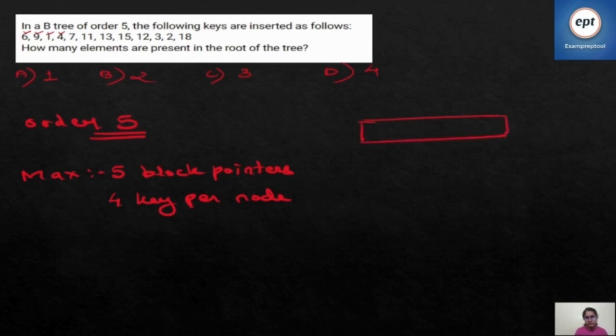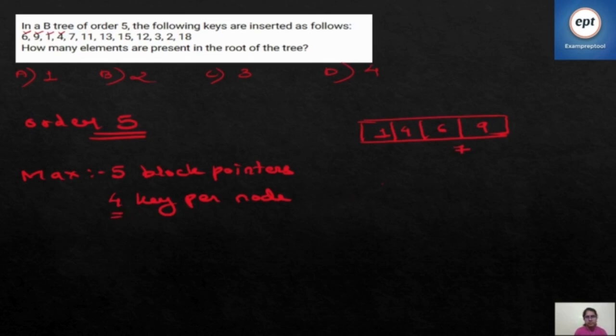Let's make 1 2 3, so 1 2 3 4, 4 blocks are there. We will keep the keys 1, 4, 6 and 9. Now when 7 comes, it will split. Why? Because the limit is only 4, and if a fifth one comes, it will split.